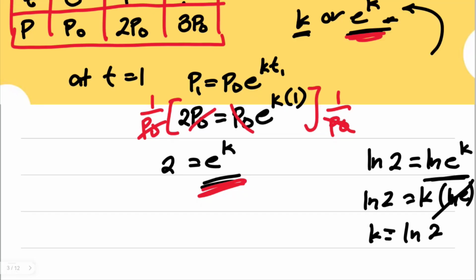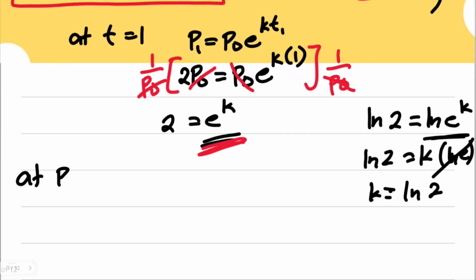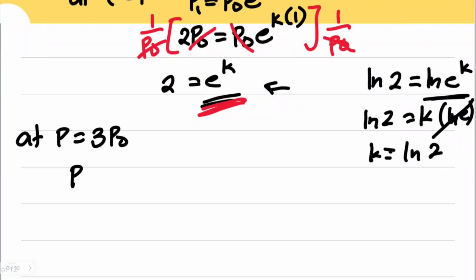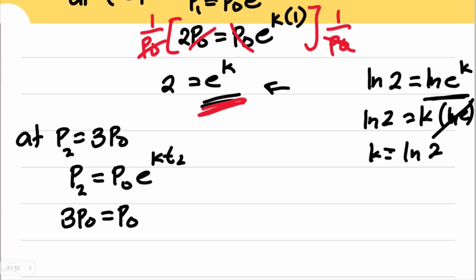Because the next problem here is where our P is thrice P sub 0. We'll be using this same value. So again, I believe I noted this as P sub 2, right? So P sub 2 is equal to P sub 0 e to the power of k, and then t sub 2, the item we don't know. But this time, our P sub 2 is thrice P sub 0. You have P sub 0, and then e to the power of k is identified as 2, and then you have here the power of t.